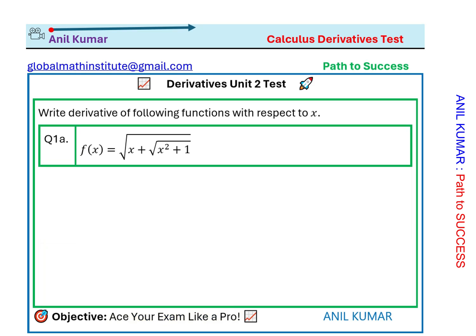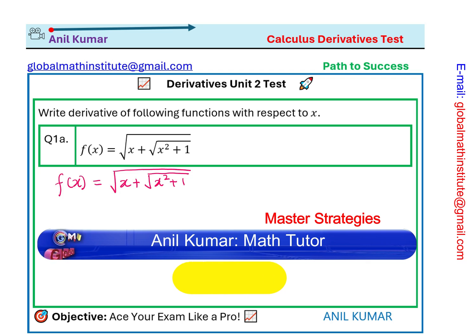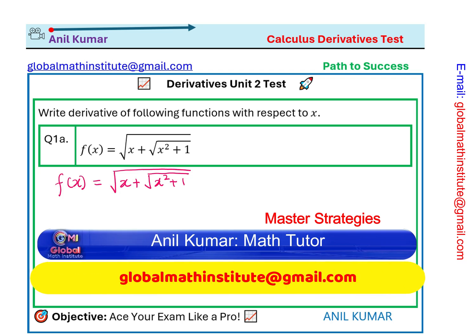We are given f of x equals square root of x plus square root of x squared plus 1. Couple of ways to do it. You could say inside function is u and then apply the chain rule. However, I hope at this stage you know all those things, so we'll go kind of straight.